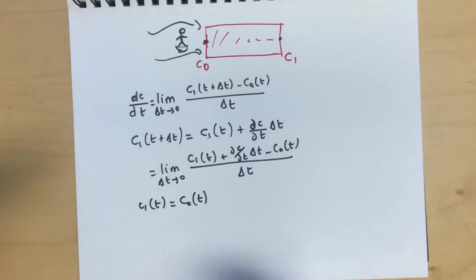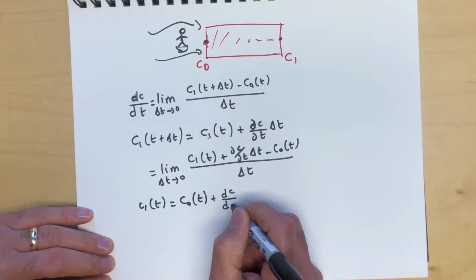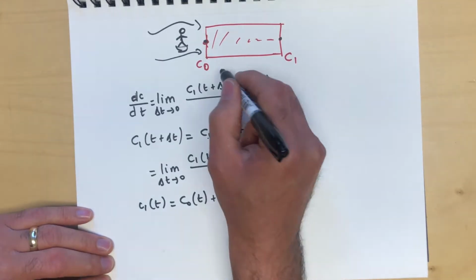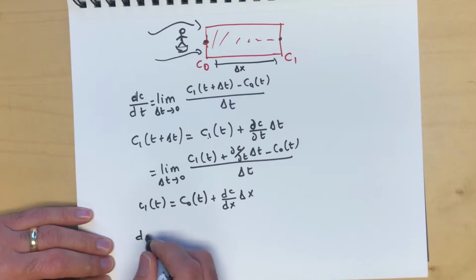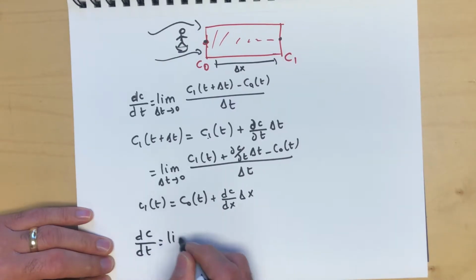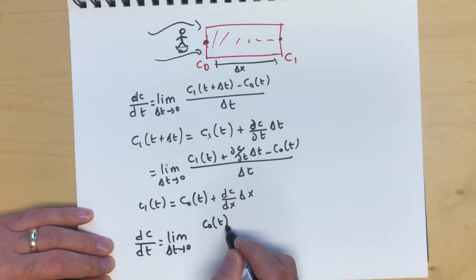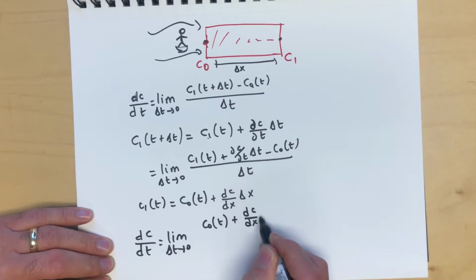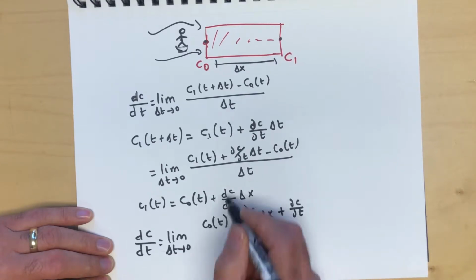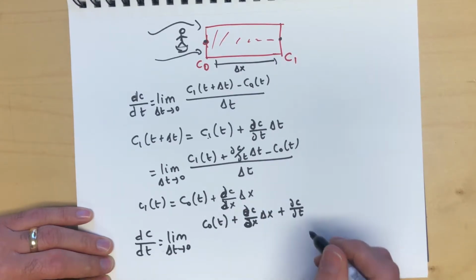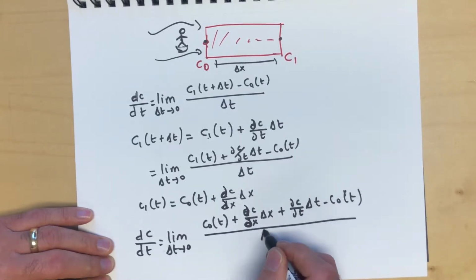The only change is going to be spatial, plus dc by dx delta x. Okay, so that's delta x over here. Once we plug things in, we get dc by dt equals the limit as delta t approaches 0 of C0 at t plus dc by dx delta x plus partial c by partial t. I should put partial here because c is a function of x and time, space and time, delta t minus C0 of t over delta t.